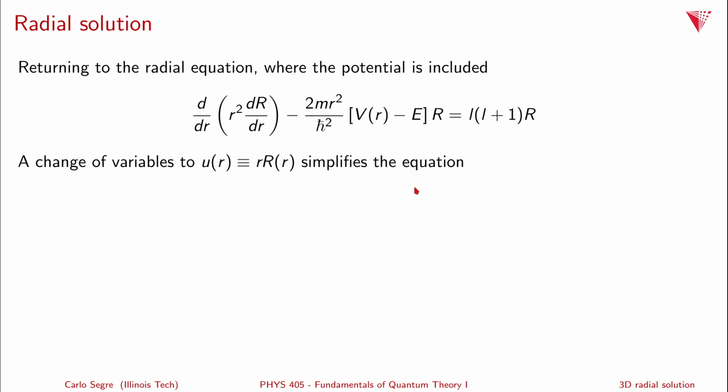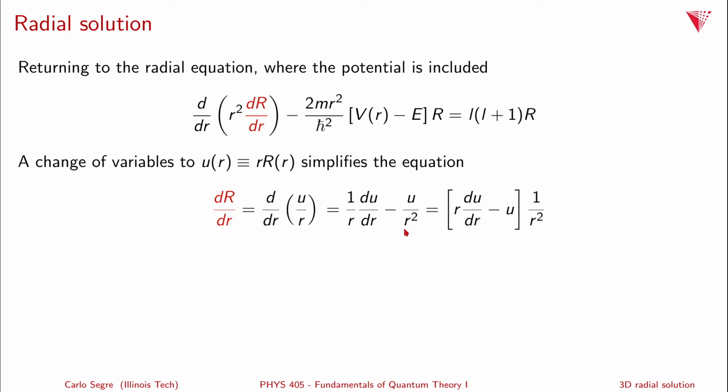What we want to do now is change the variables to a new variable u of r, which is equal to lowercase r times the solution R of r. And this allows us to simplify the equation. So if we replace R of r by u over lowercase r, we can see what happens. The first term, dR/dr, is equal to d/dr of u over r. Well, that gives you two terms. The first term is 1 over r du/dr. And then the second term is minus u over r squared.